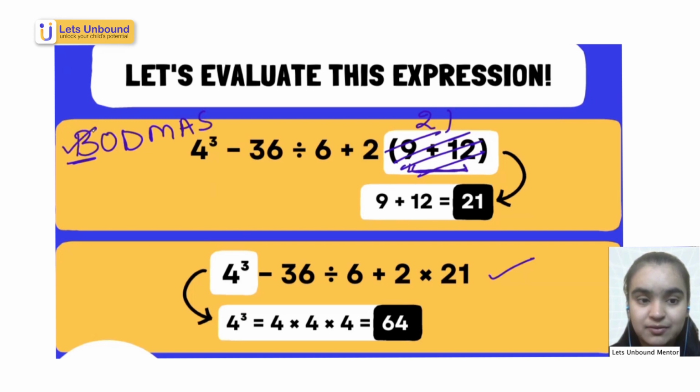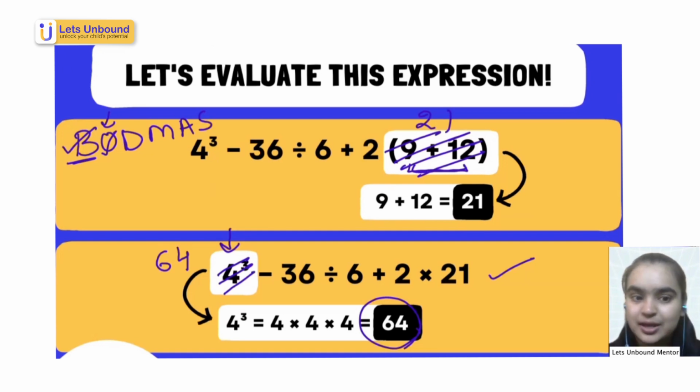Next step is going to be order, that is exponents. So we are having order here, 4 to the power of 3. Now 4 to the power of 3 is 64. So instead of 4 to the power of 3, we can write 64. Now we are done with order as well.